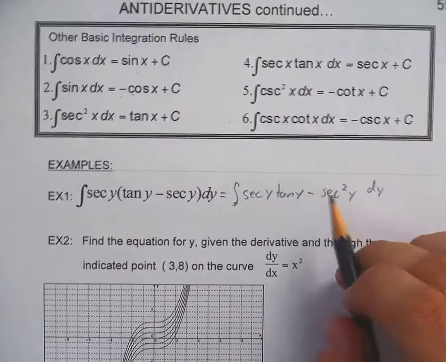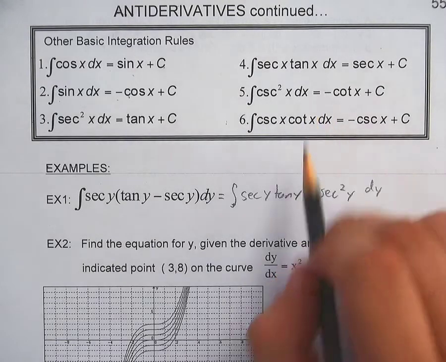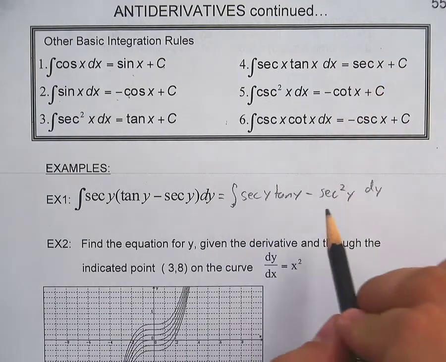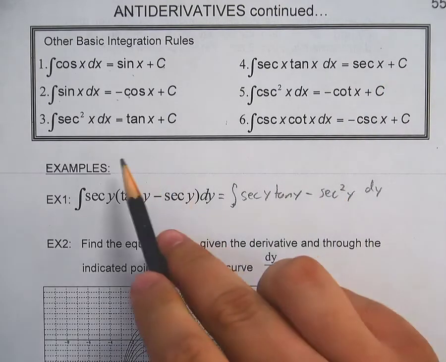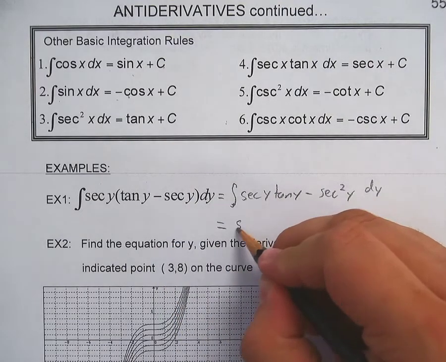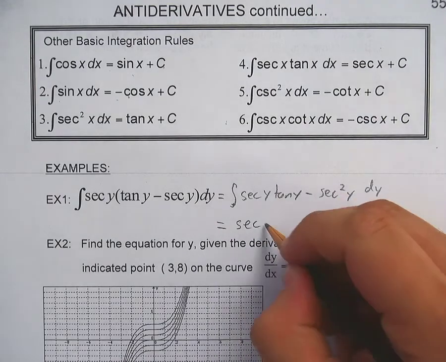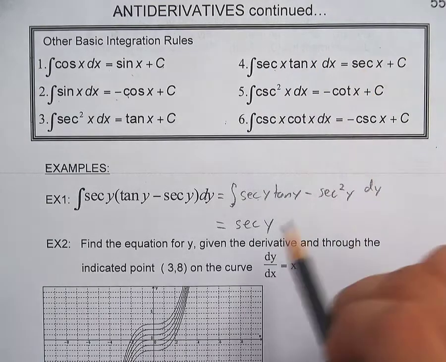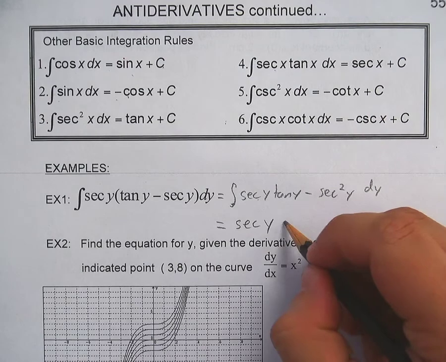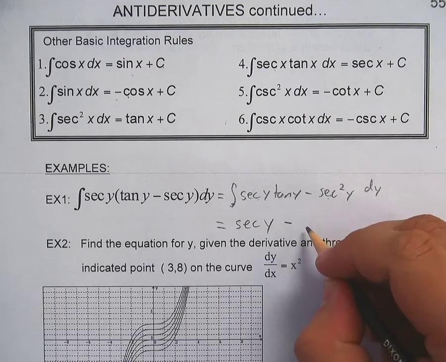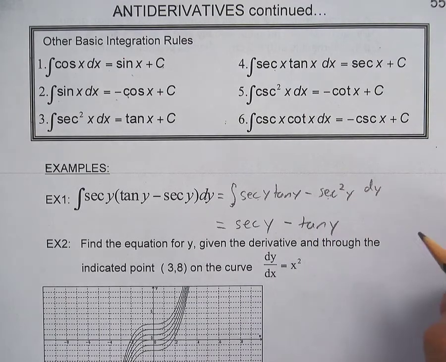And what that does is it lets me use stuff from up here because I know that the integral of secant tangent is secant plus c, and the integral of secant squared is tangent, right? So I can just come down here and say that my antiderivative is secant y, that's this one right here, minus the antiderivative of secant squared, which is tangent of y. And I'm going to save my plus c for the end.